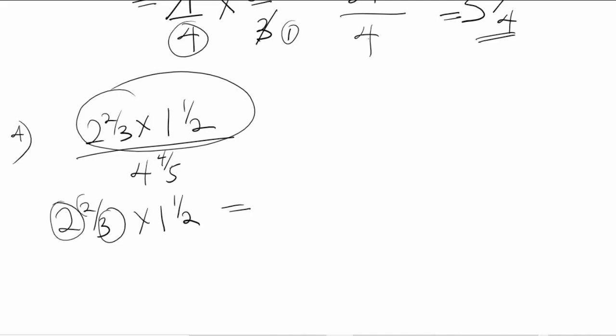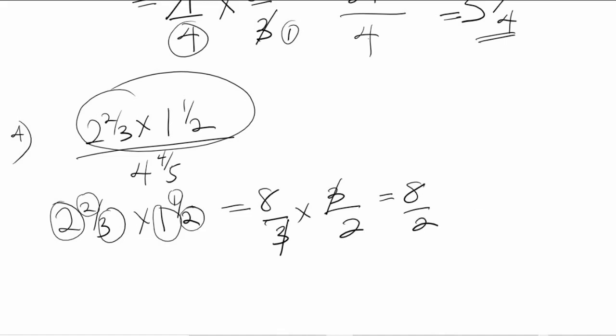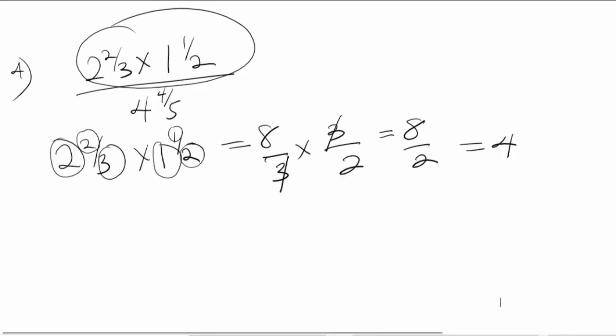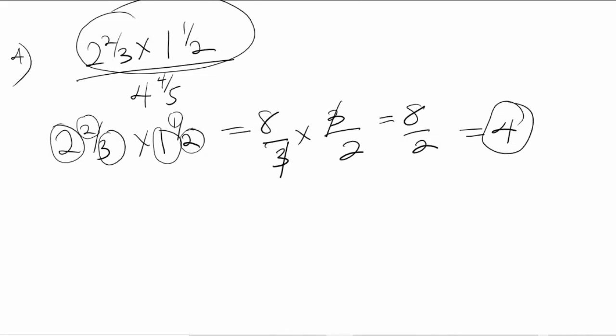3 times 2, 6, plus 2, 8/3, times 2 times 1, 2, plus 1, 3 over 2. This 3 cancels out this 3, and we'll be left with 8 divided by 2, which is 4. Now, when we factor in this numerator, which is 4, into this equation, it becomes 4 divided by 4 over 5.